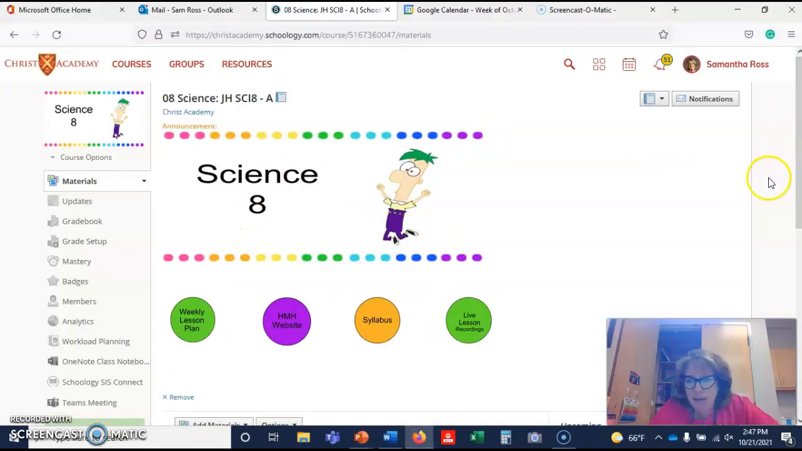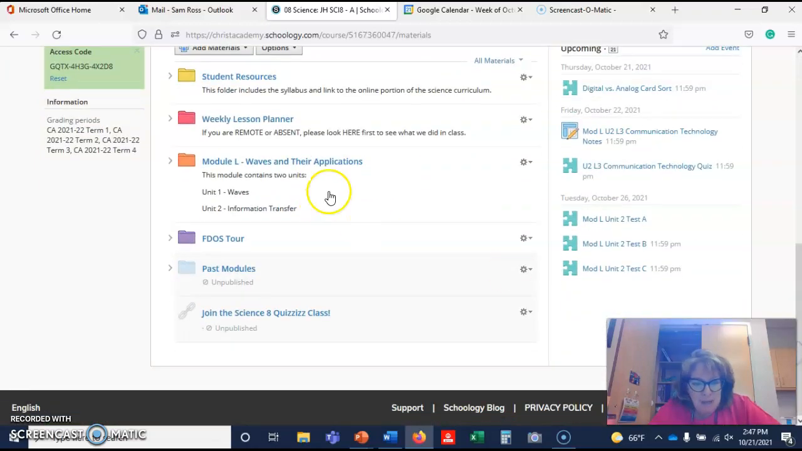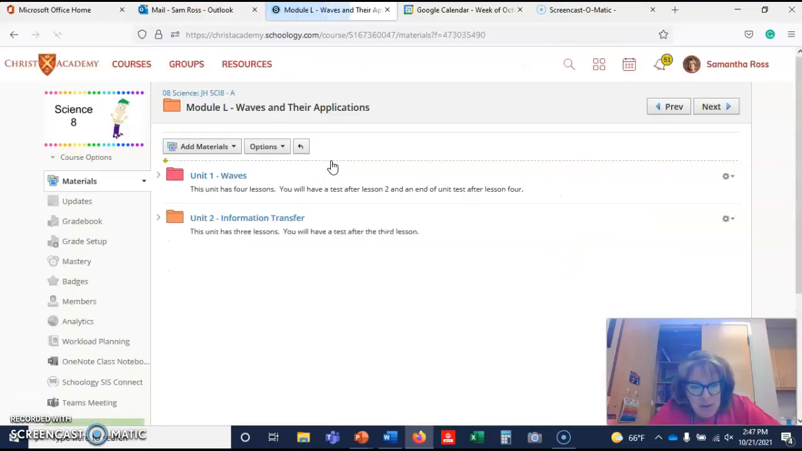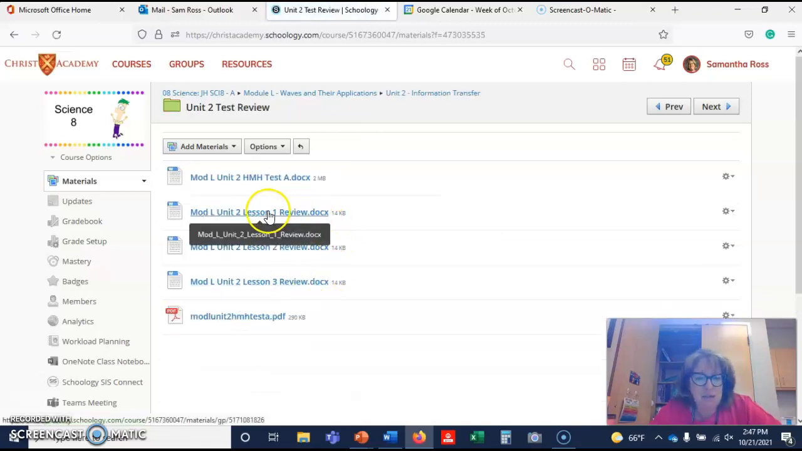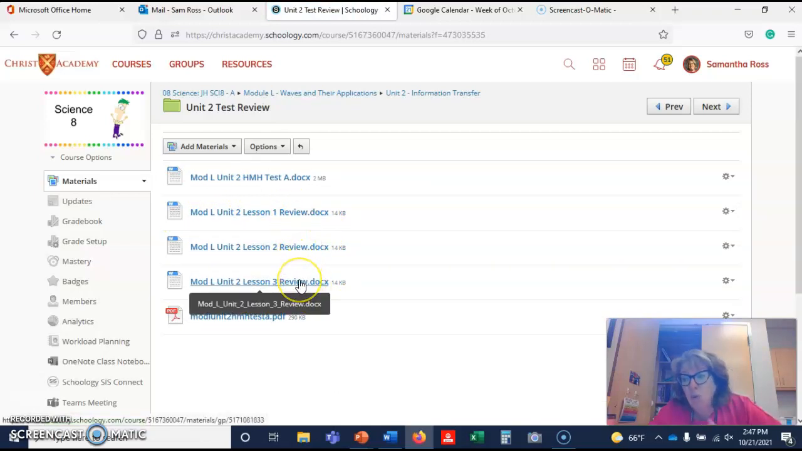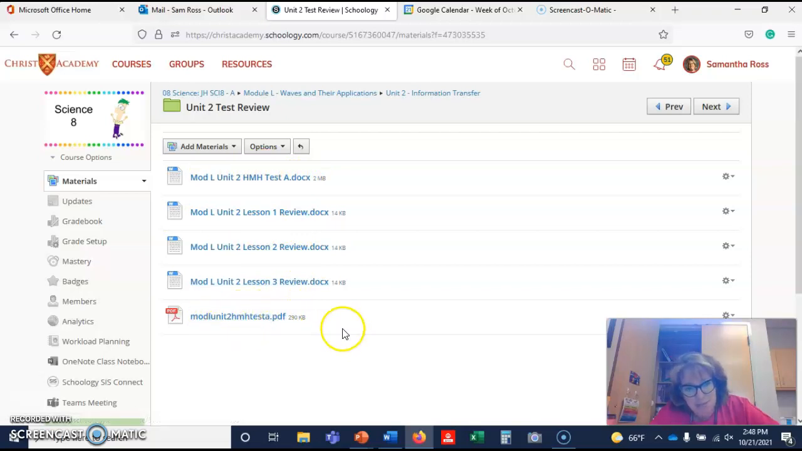So let me show you where the test reviews are, if for some reason you've misplaced them. The test is going to be over Unit 2. Right here where it says Unit 2 test review. These are from your notes: Lesson 1, Lesson 2, Lesson 3, which you can use on your test. You can't use your reviews, but you can use your notes. This one I passed out, and it shows you the questions and the answers that I'm going to be using on the test, so I would take a look at that.